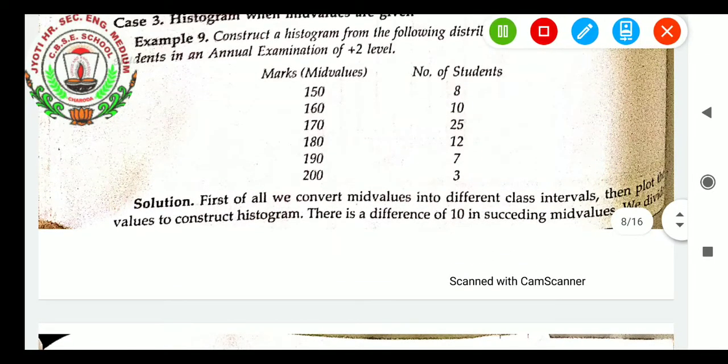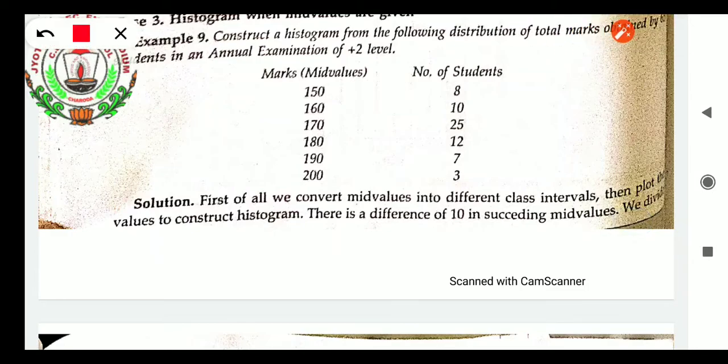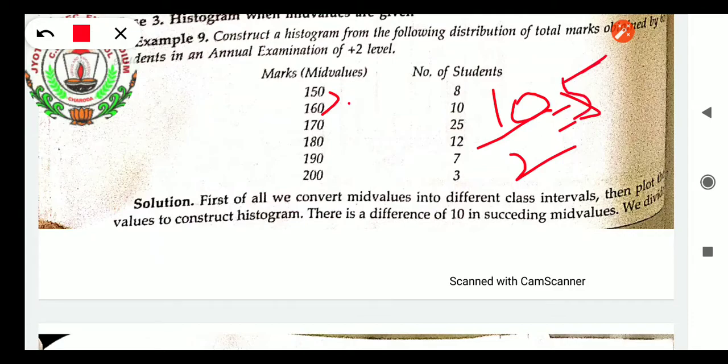For example, let me explain how to convert the first value, 150. First we have to convert it into a class around 150 and 160. The difference between 150 and 160 is 10. The first rule for converting mid values into class intervals is to take the difference of the first mid values and halve it. How much did it come? 5 it came, 10 by 2.